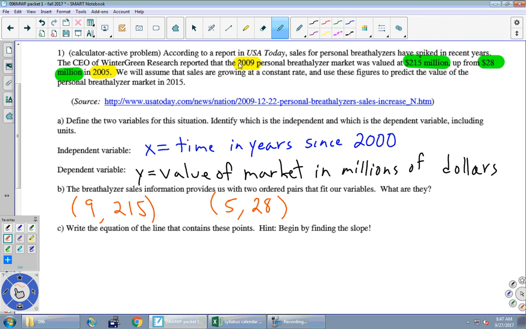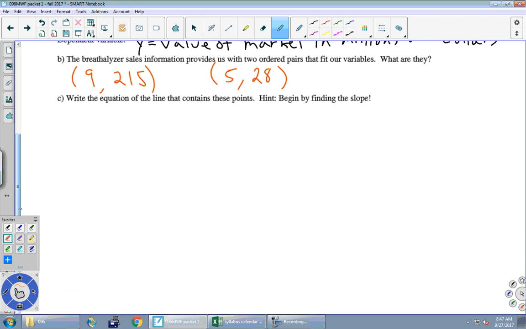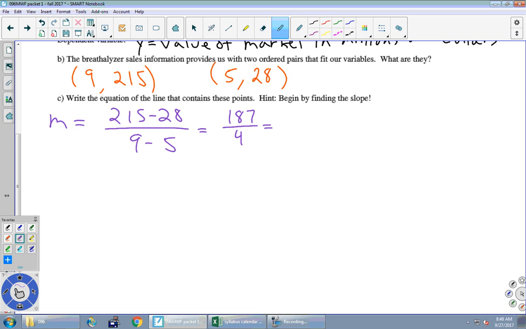All right, and now we've got 2 points, 2 ordered pairs. And so now we can find the equation of the line, and we can ignore all of this context about the breathalyzer market, right? It's just the same process we've been doing for a few weeks now. So let's do it. Start with the slope. Upstairs, 215 minus 28. Downstairs, 9 minus 5. I think that's a 187 on top, 4 on the bottom.